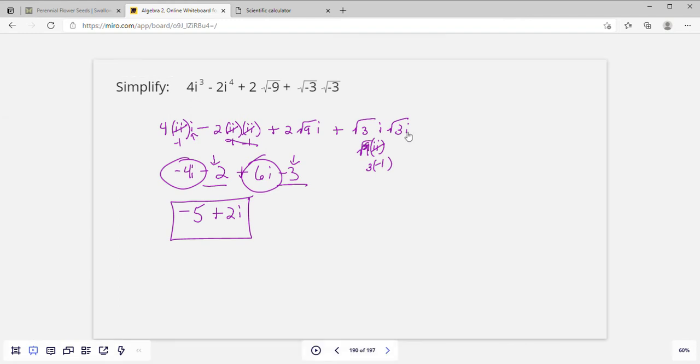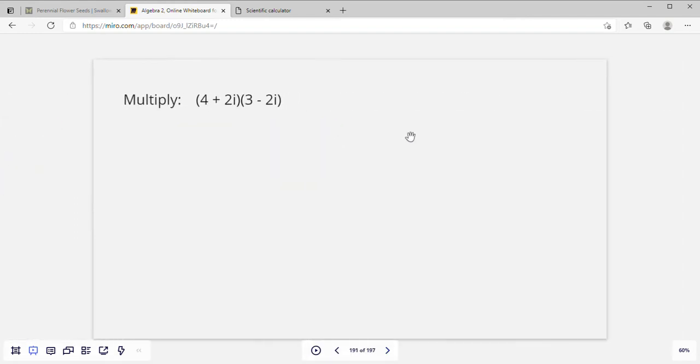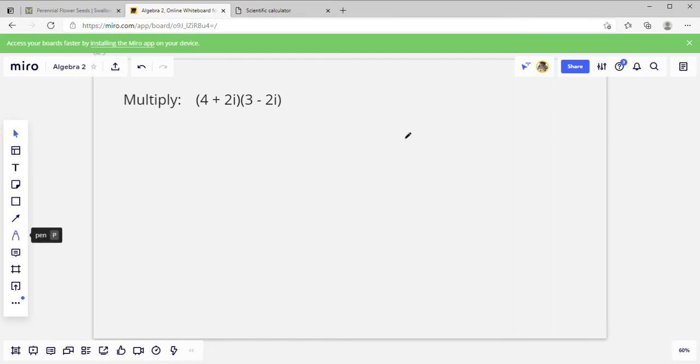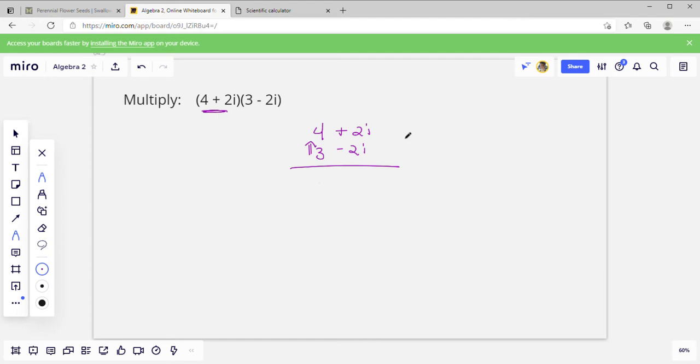Alright, we've got one more example problem. This one asks us to multiply. Alright, so on this one, we're going to stack them first. So I'm going to write them stacked. Alright, so I've got 4 plus 2i. That's just this part, okay? And then I've got 3 minus 2i. And I'm going to multiply it. And how I do this is I'm going to go up first. I'm going to say 3 times 4 is 12. And then I'm going to go across to there. 3 times 2 is 6i.